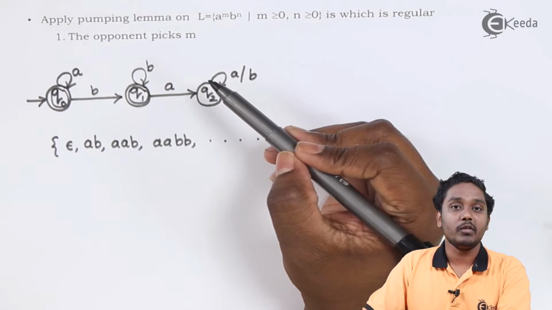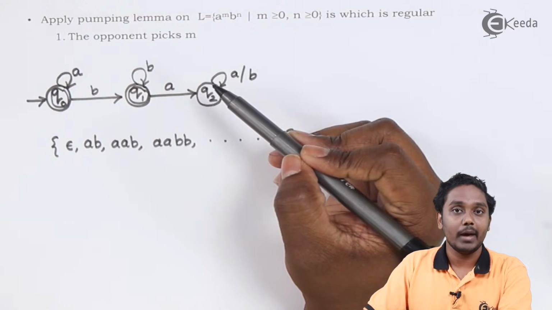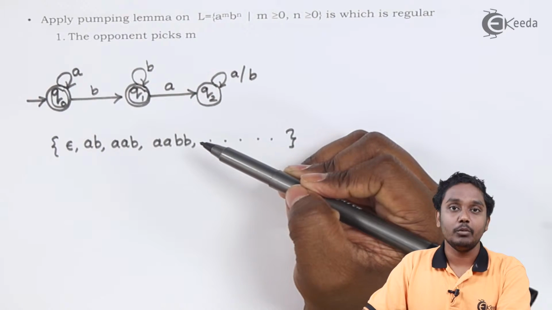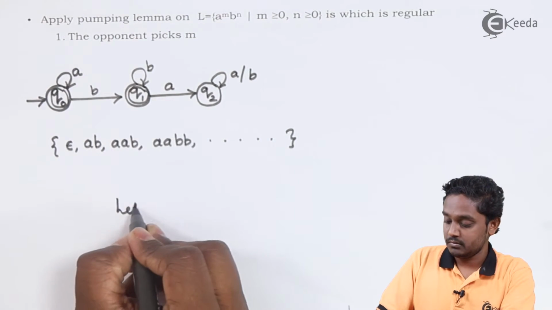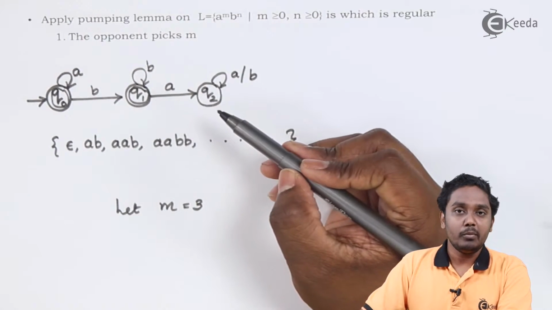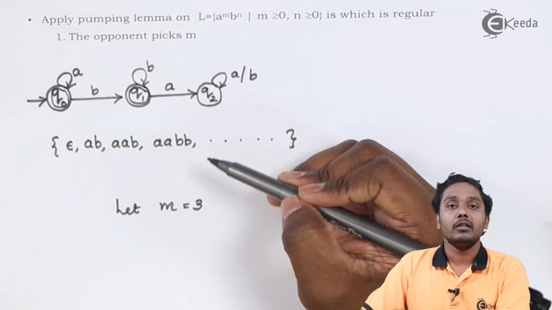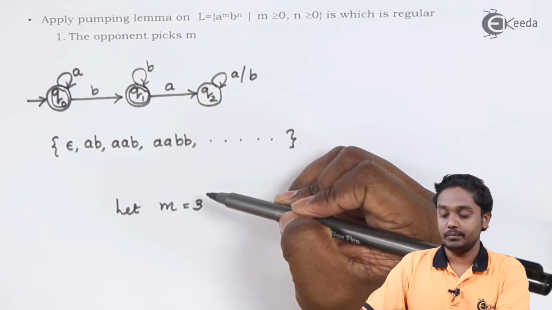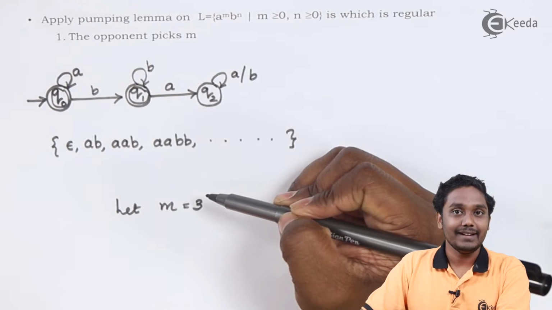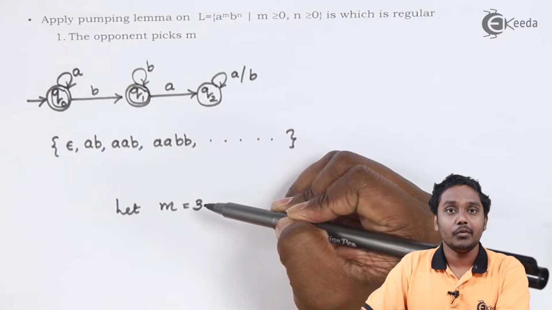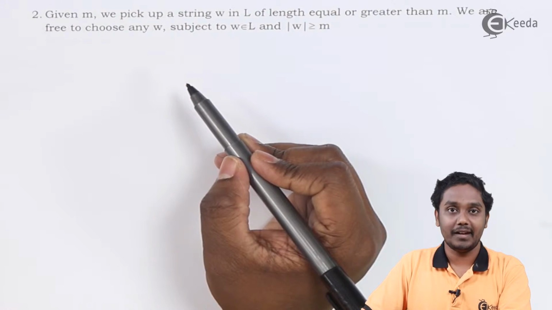So the first task we are supposed to do is selecting a value of m. Over here there are three states, so we will take the value of m to be 3. Here, the opponent means the person who wants to prove that the language is regular, and we are trying to prove that the language is not regular. Now, the opponent will select the number 3 for m. Using this number, we will proceed to the second step.